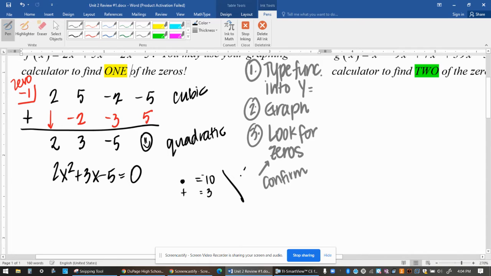Some of you tend to use this little x. I know Miss Wilson and a few other teachers did it that way. So I need numbers that multiply to -10 but add to 3. So I can use 2 and 5. But the 2 would have to be negative.